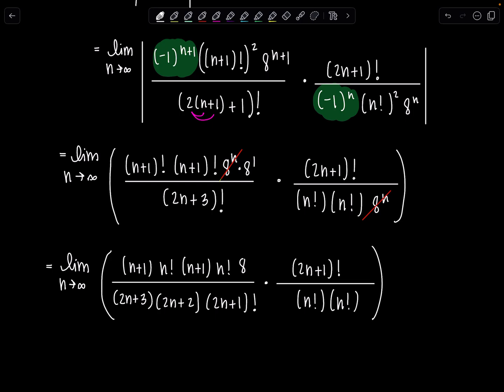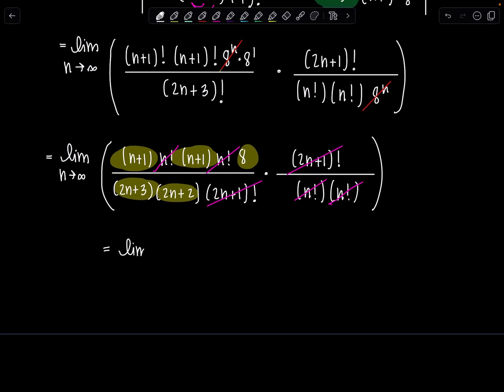Yay. Okay, now we can have a proper cancel party. So look, n factorial, those are both gone with these two down here. 2n plus 1 factorial is gone, gone. Woohoo! So who survived? We've got n plus 1, 8, 2n plus 3, 2n plus 2.